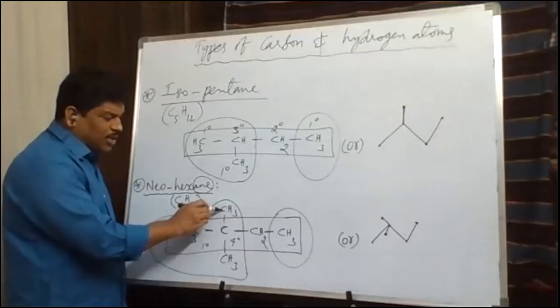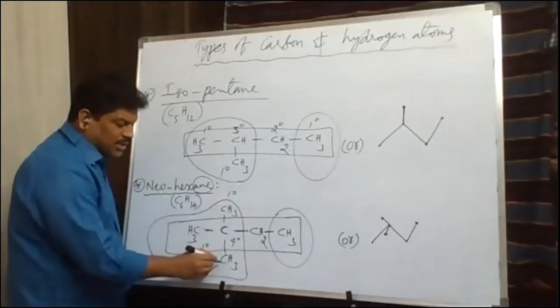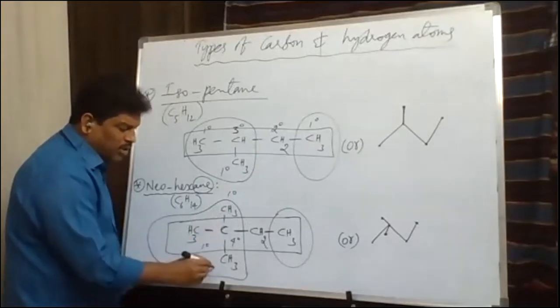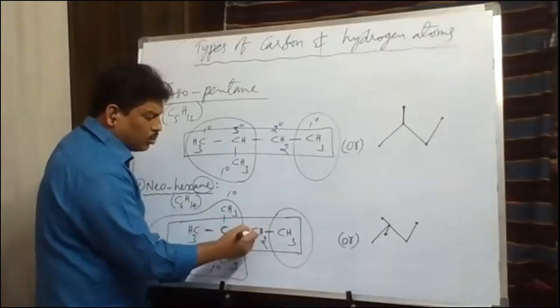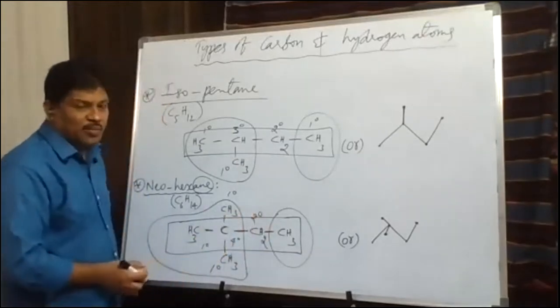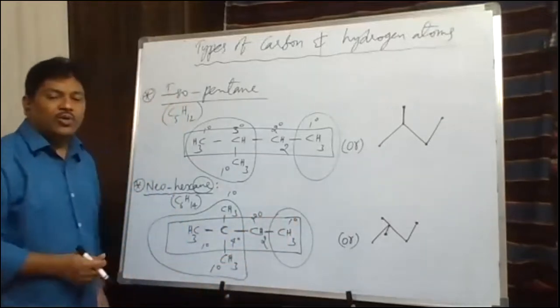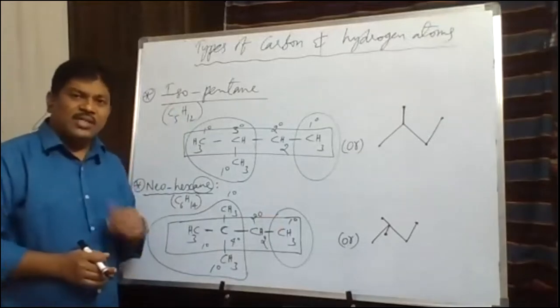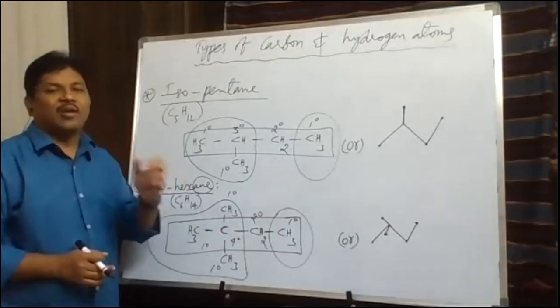And this carbon is attached to only one carbon, right? So it is a 1 degree carbon. This carbon is also attached to only one carbon, so it is a 1 degree carbon. Here this carbon is directly attached to 2 other carbons, so it must be taken as a secondary carbon atom, and this carbon is a primary carbon atom. In this way we have to identify primary, secondary, tertiary and quaternary carbon atoms.